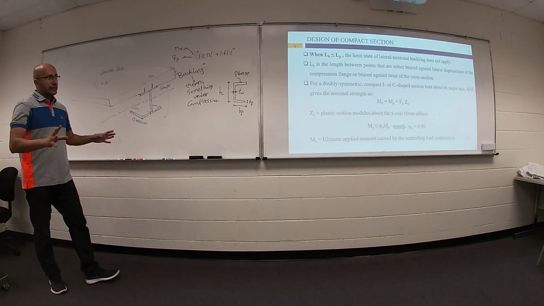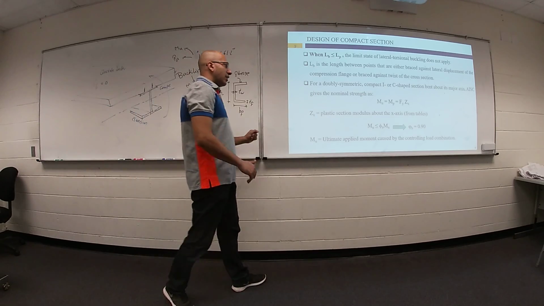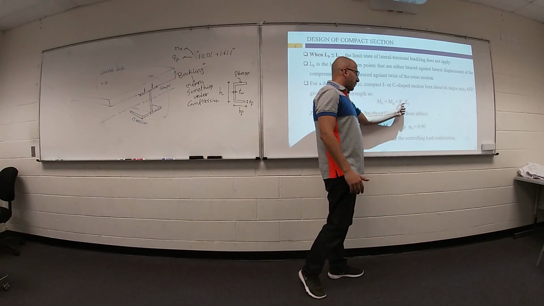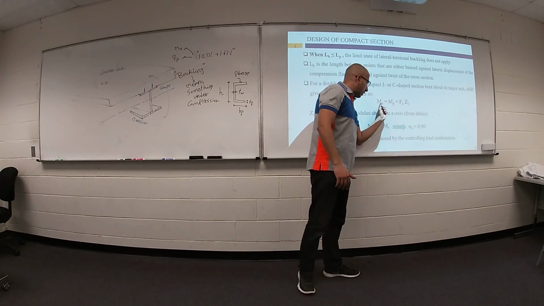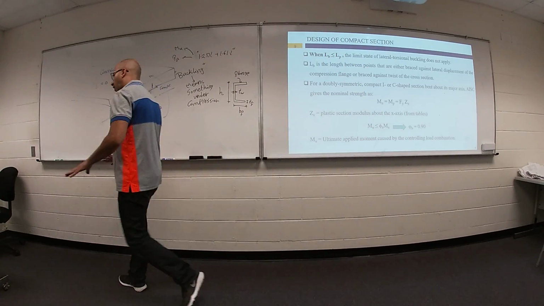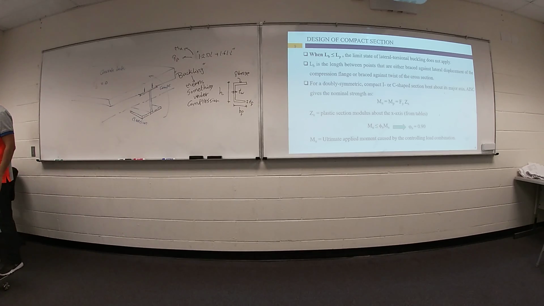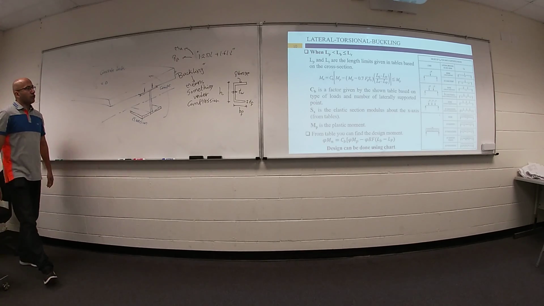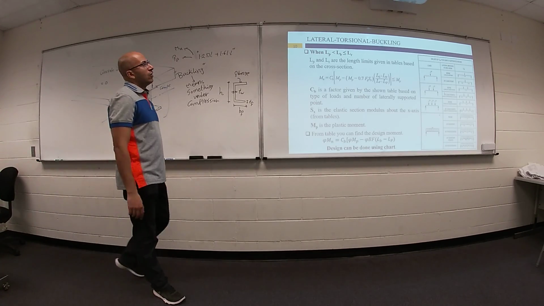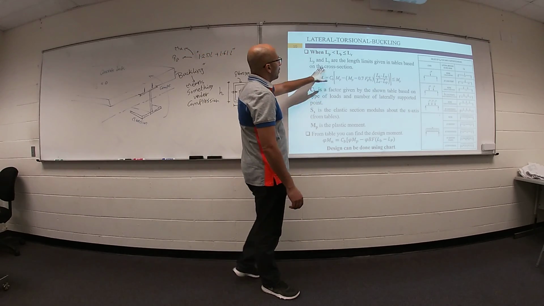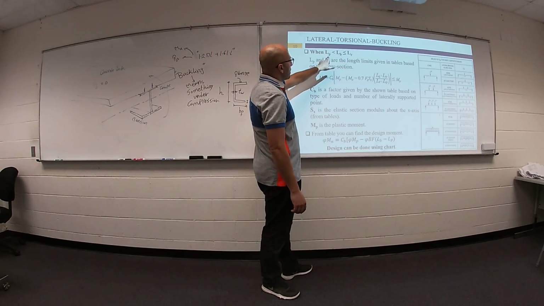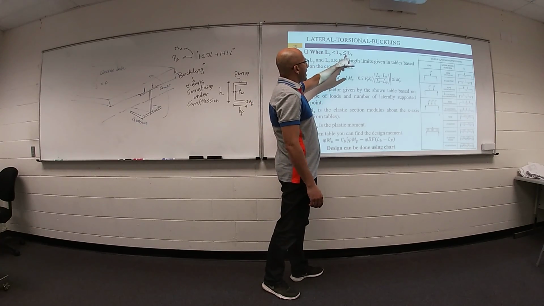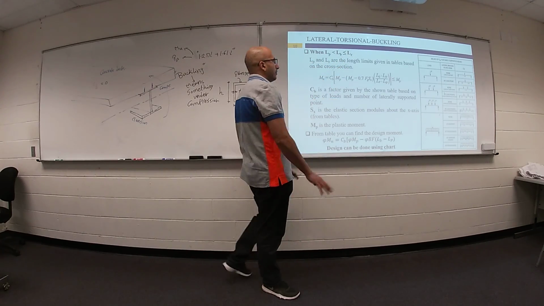First one, compact section: your cross section is perfect, so your plastic moment equals F yield times Z. You can add a term phi bending equal to 0.9 to get your design. We covered all of this material last time. The new thing for today: if your LB is greater than LP and smaller than LR.